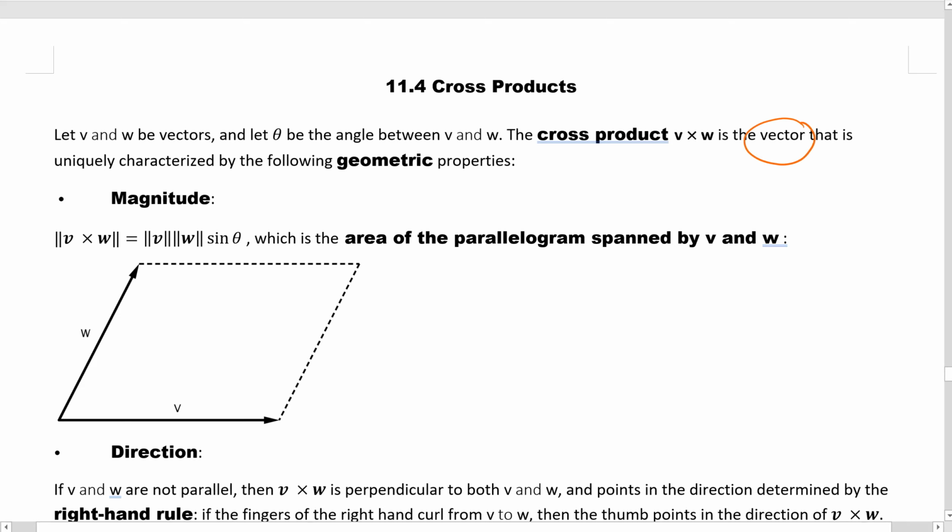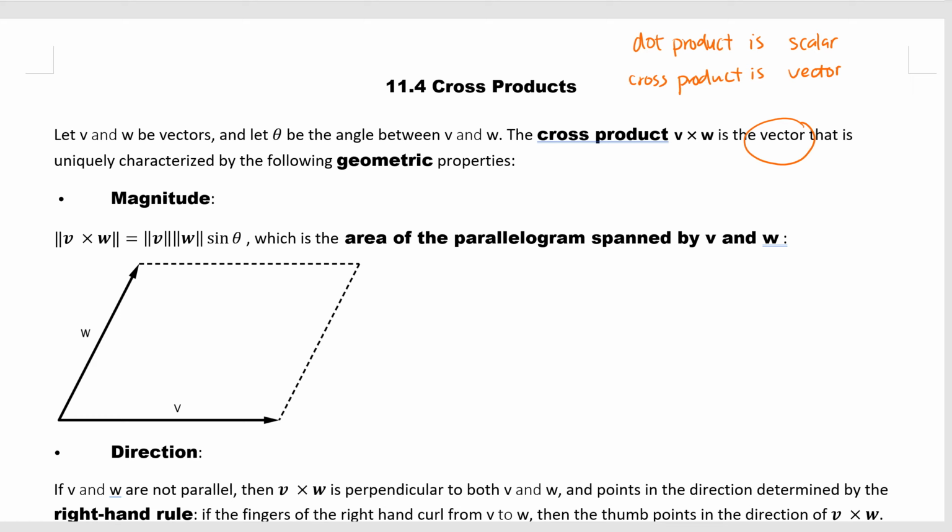So here, keep in mind, the dot product is a scalar, so it's a number. And the cross product is a vector. It has direction. So this is a really, really big difference, okay? So keep this in mind. Okay, so let's look at the magnitude. The magnitude of V cross W equals the magnitude of V times the magnitude of W times sine theta.